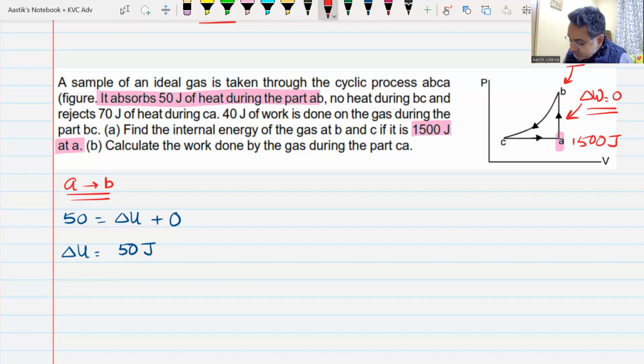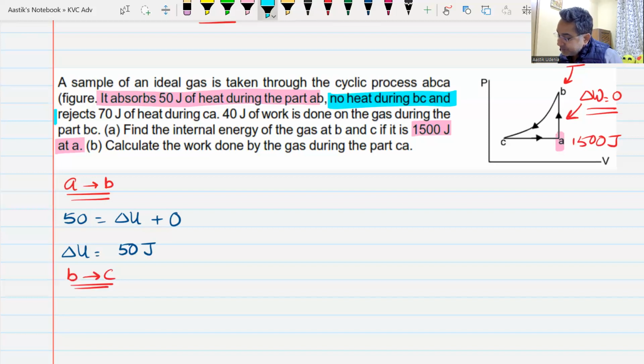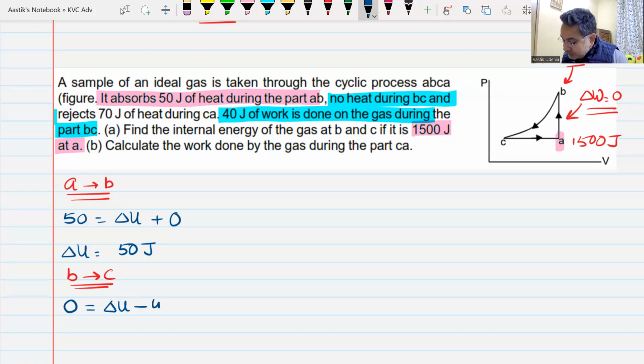That takes me to the next process, from B to C. No heat is given during the process B to C, and 40 joules of work is done during B to C. No heat is given, so delta Q is 0. 40 joules of work is done. Delta U is minus 40 joules of work done, so change in internal energy will be 40 joules. Yes or no? Yes, sir.